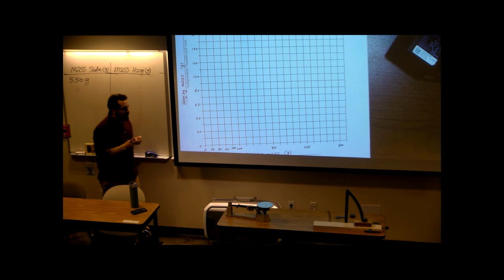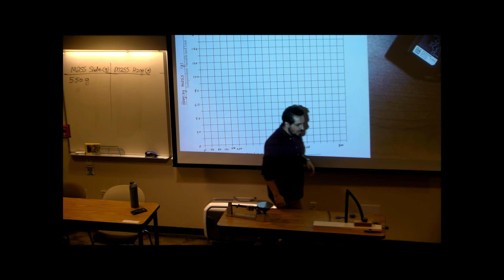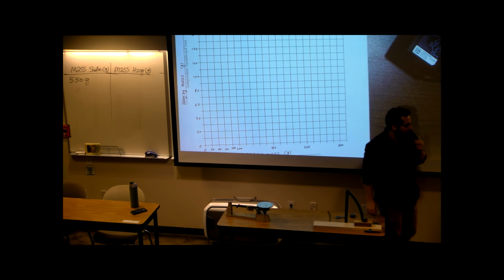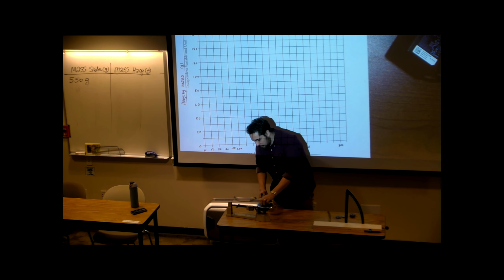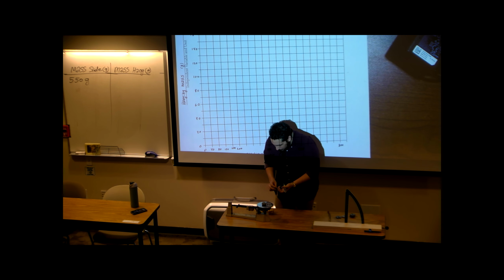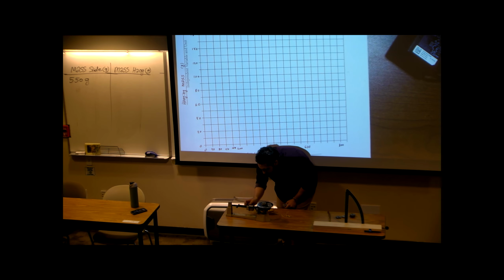And what we're going to do is we're going to take the mass that we have hanging, and place it on the scale. Take all of this mass, I don't want to untie it from the strings. Take all of this mass, put it on the scale, and I'll measure it out.